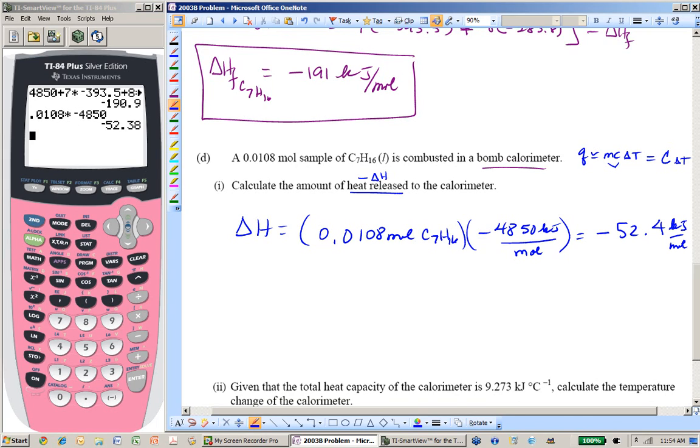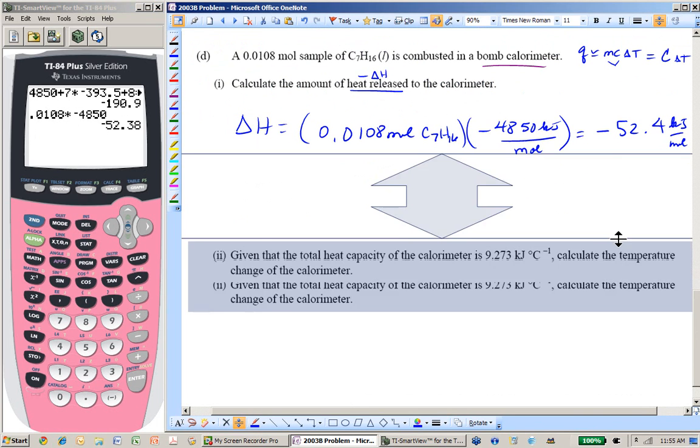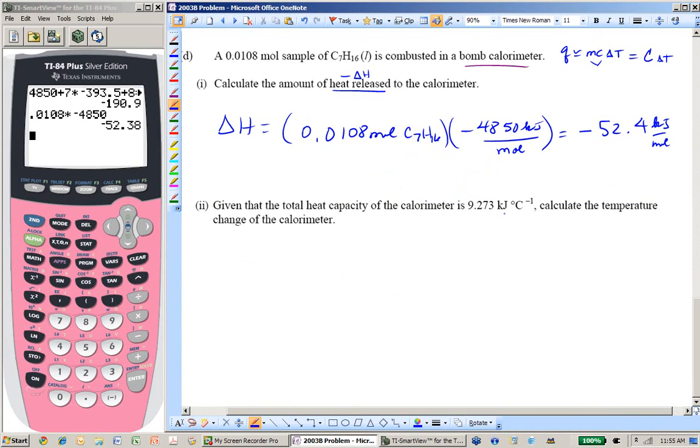How come? Because we stayed at constant pressure. So given that the heat capacity of the bomb, or the total heat capacity of the calorimeter is what I should say, is 9.273 kilojoules per degree Celsius. Calculate the temperature change of the calorimeter. All right, so like I said a minute ago, Q we normally deal with as MC delta T, but when you know the total heat capacity for the bomb, it combines and we get C delta T, and in this case, all that's also equal to delta H that we just calculated.